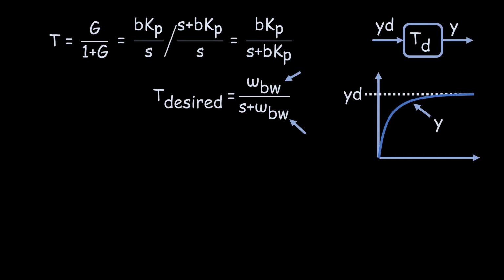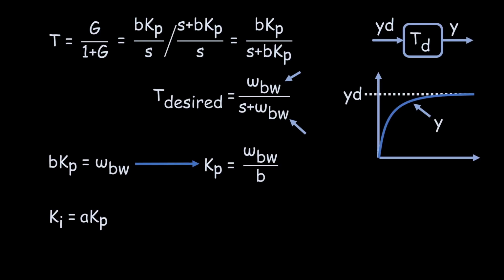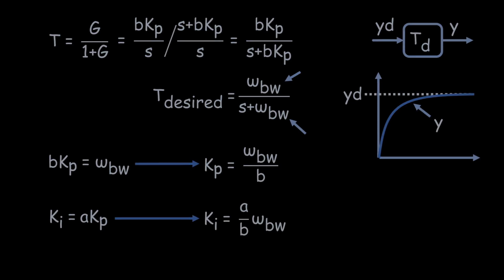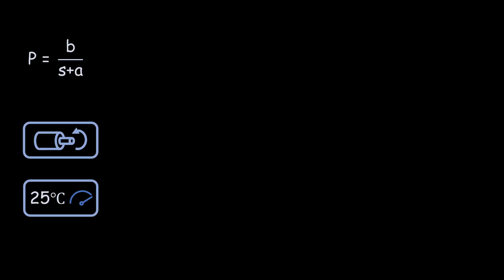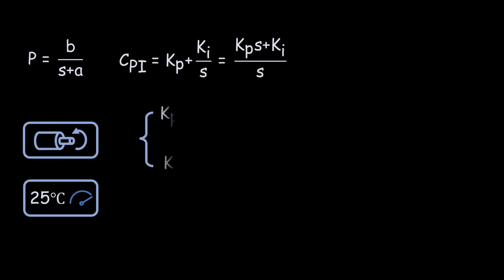Y. From the closed-loop system, we can derive that B times Kp equals omega bandwidth, and solve for Kp equals omega bandwidth over B. From the open-loop system equations, we can solve for Ki equals A over B times omega bandwidth. In summary, if the system is a first-order system, such as motor speed control or temperature control, you can use a PI controller and apply these two formulas to obtain Kp and Ki.